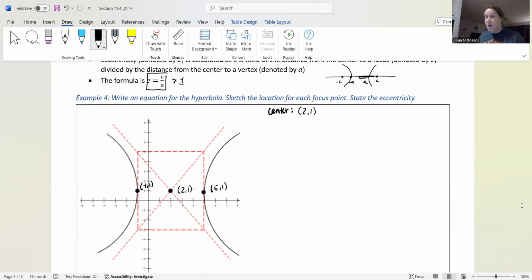We need to find the co-vertices if possible. So remember, in this particular case, because of the way this is oriented, the co-vertices are going to be directly above the center and directly below the center. So what is this point here? And then this point here.